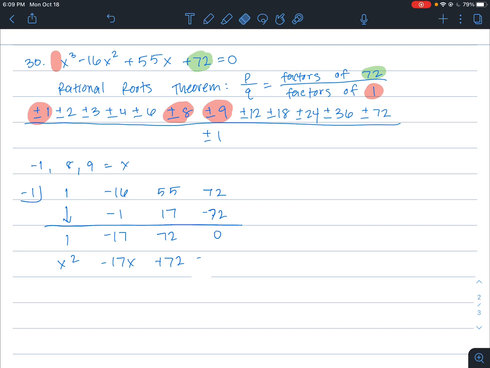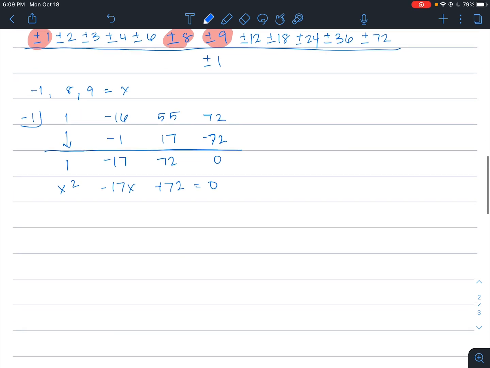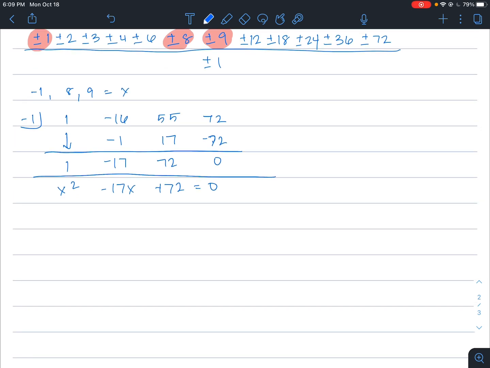Okay. Now what this has helped me do is reduce my polynomial. This means that x plus 1 is a factor. X plus 1 is a factor.